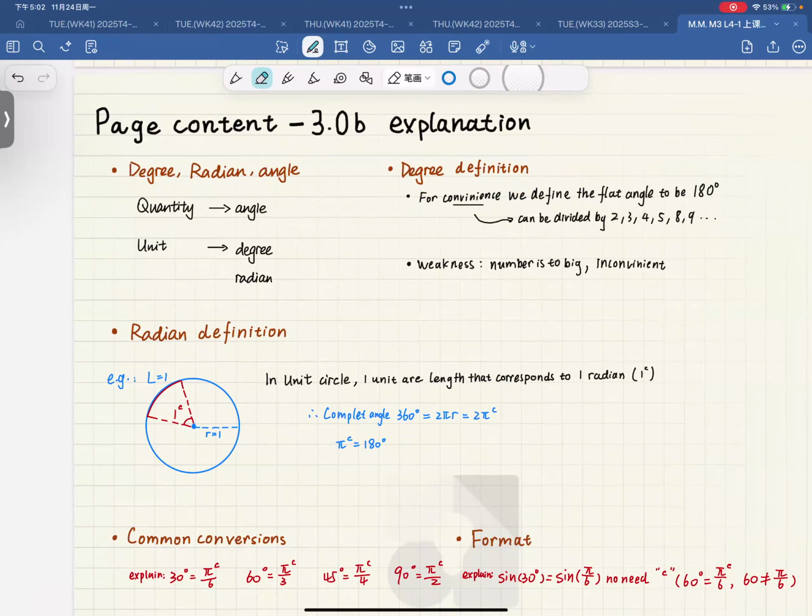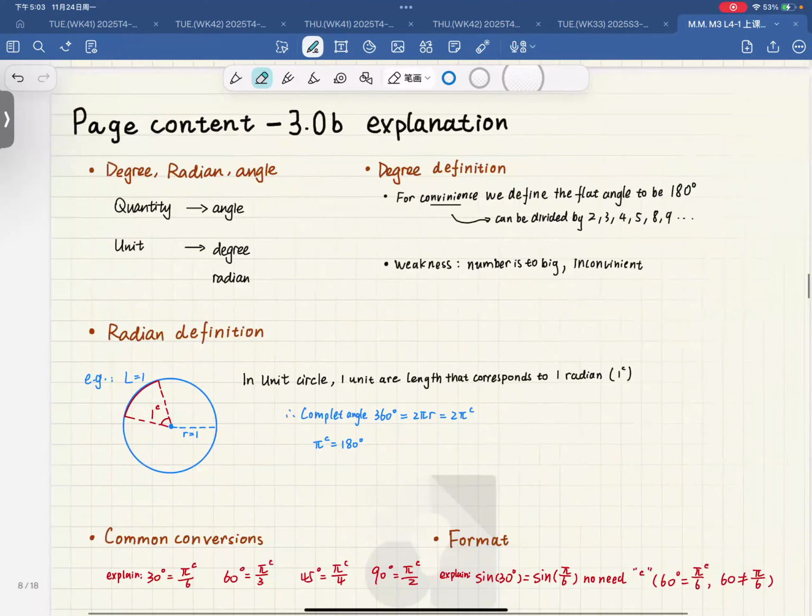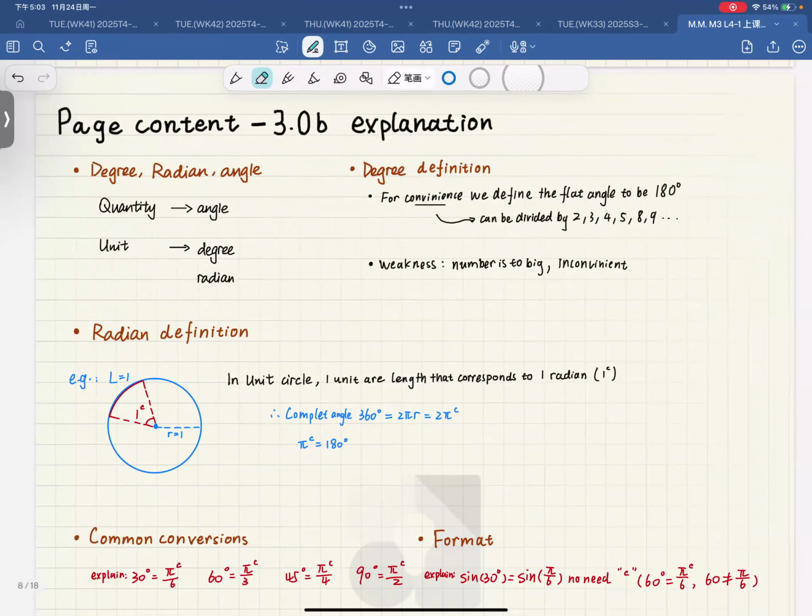From here, we're not going to use degree anymore. We use radian. So basically, for convenience, we define the flat angle, or straight angle, or both, to be 180 degrees. Have you thought about why we use 180? Because two right angles.